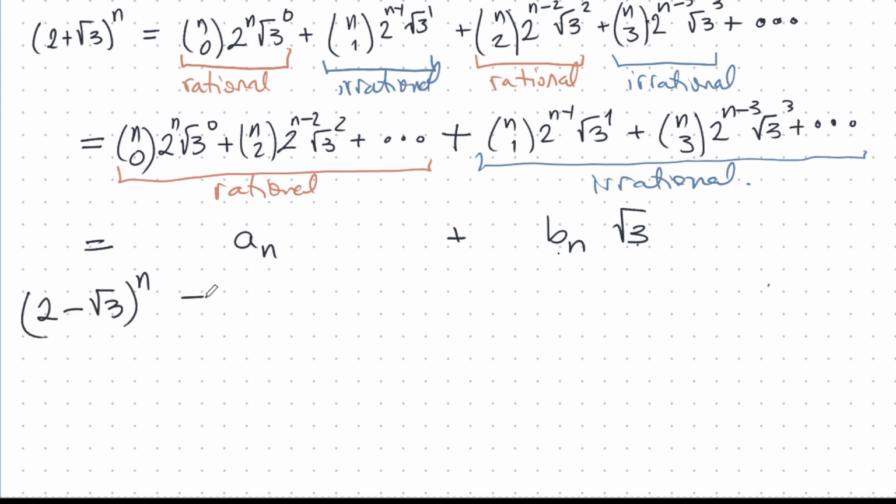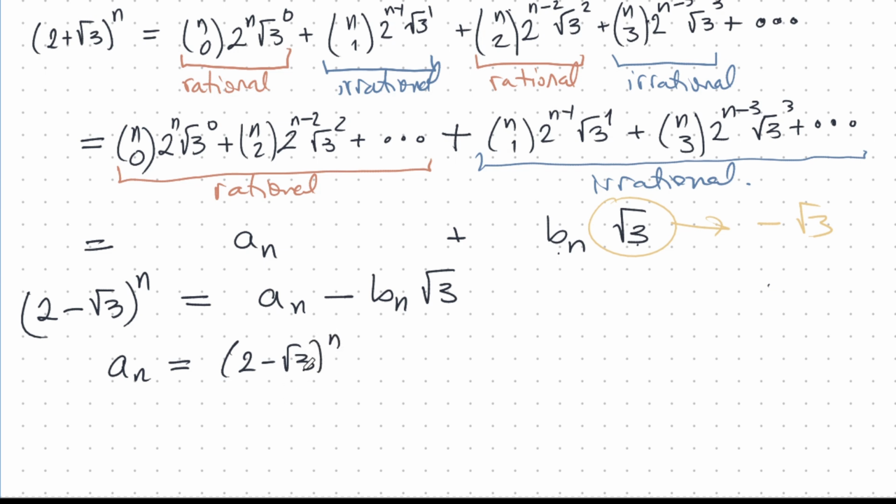Now it's super easy for me to get an expression for 2 minus root 3. All I have to do is take this and substitute minus root 3 for root 3, and it's right there. So I get this for free, an minus bn root 3, like so. Very nice. And furthermore, I have a formula for an now. An is (2 minus root 3) to the power n plus bn root 3, like so. So I know an now.